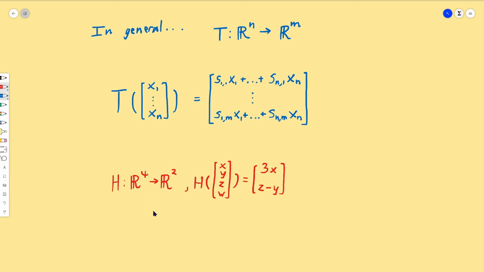Another example of this might be some arbitrary map H that I've just come up with here. It's a map from R4 to R2, so the domain can be larger than the codomain. Say it takes this vector (x, y, z, w) to this vector in R2, (3x, z minus y). This is perfectly valid. Again, the two components of this vector in R2 in the codomain are both linear combinations of the components or the entries in our input vector.